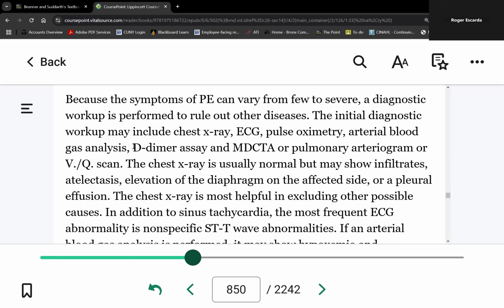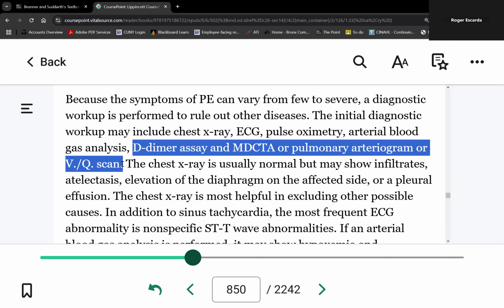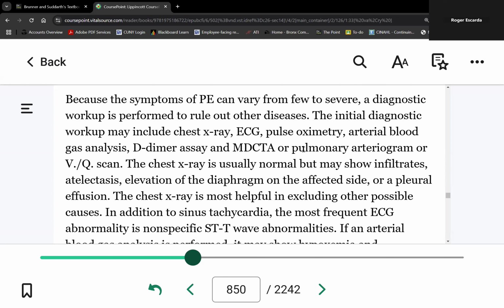So again, if D-dimer is positive, then we send the patient for a pulmonary arteriogram or a VQ scan. The pulmonary arteriogram is, of course, the angiography, where we inject a dye. Now, what is a contraindication to this test? Diabetes, metformin, AKI. Yes, poor kidney function, because a dye can be harmful and destroy kidneys, causing intrarenal AKI.